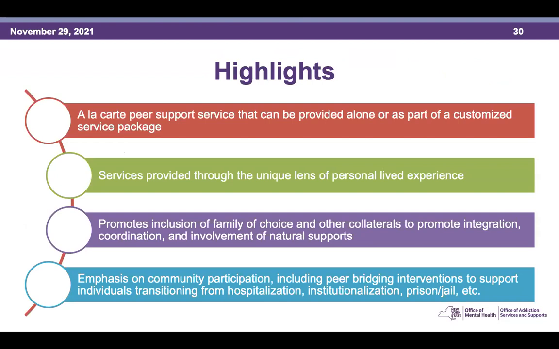Peer support is an a la carte peer support service, which means that it can be provided as a standalone service or as part of a customized service package. So what does that mean? Perhaps you have an individual who's ready to step down from an ACT program or from a PROS program, but they still need some support with achieving their goals.